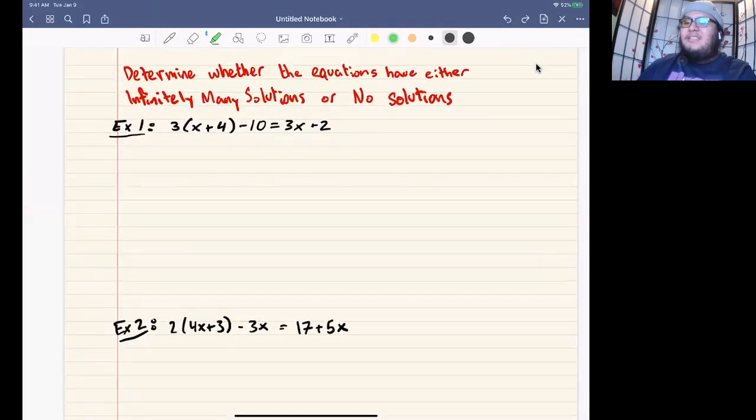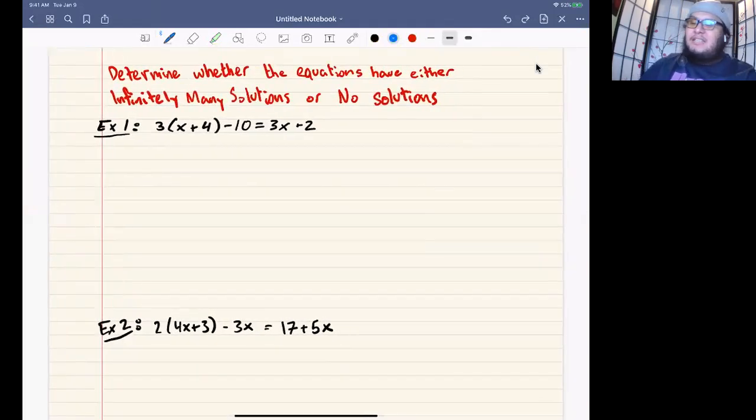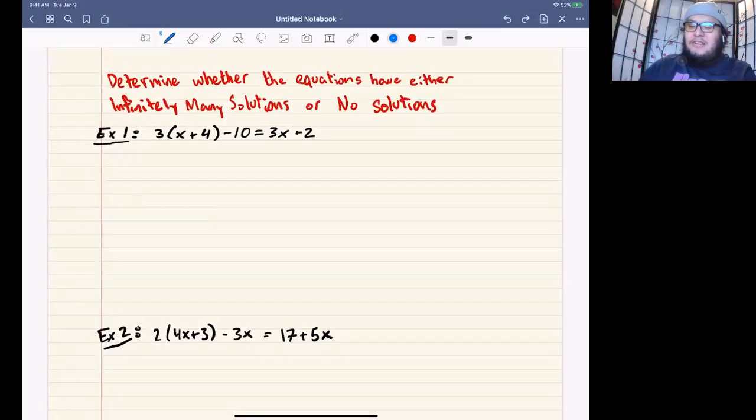Right here we have these two problems. It says determine whether the equations have either infinitely many solutions or no solutions. So off the bat, I'm telling you it's either one or the other. It's not gonna have just one solution. So all we're gonna do right now is go ahead and solve the problem. Sounds good to me. Let's start over here at equation 1.